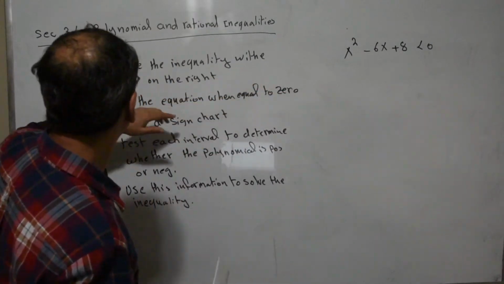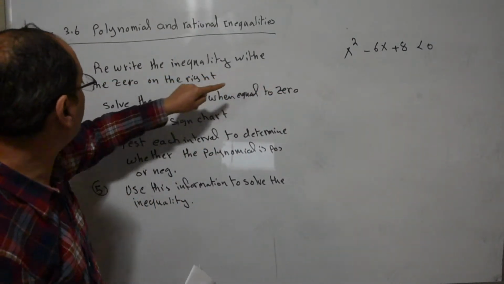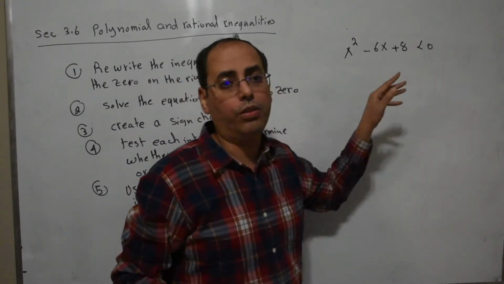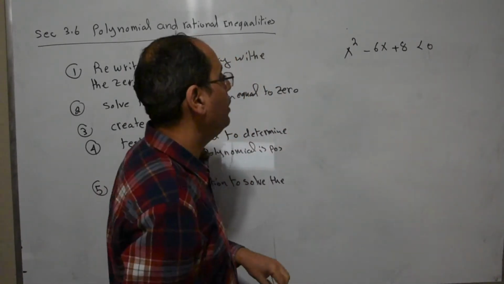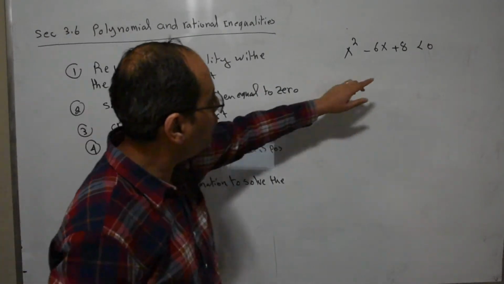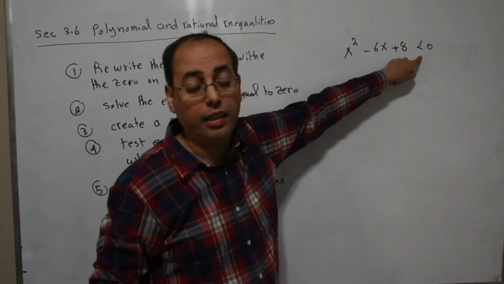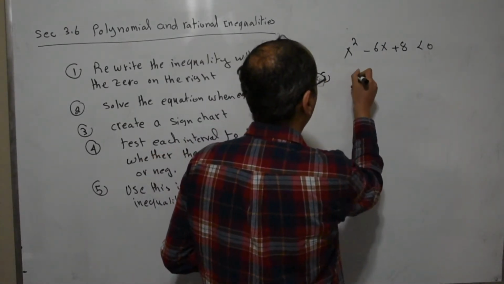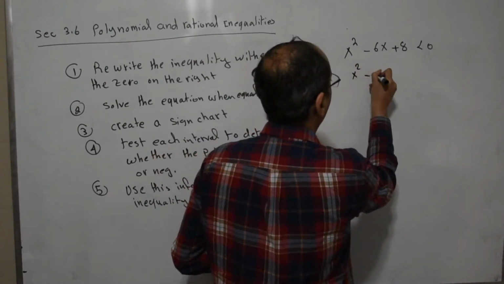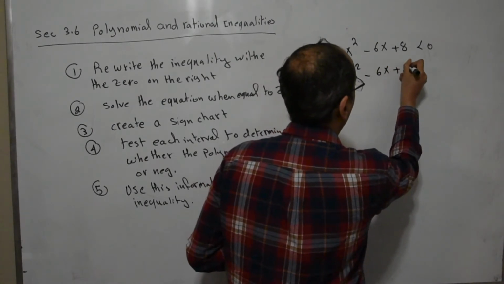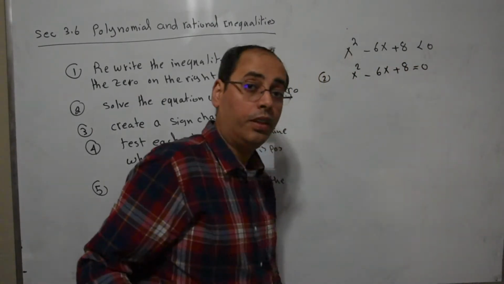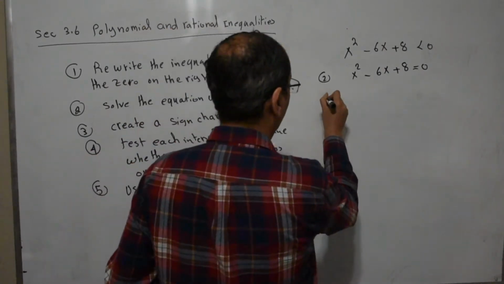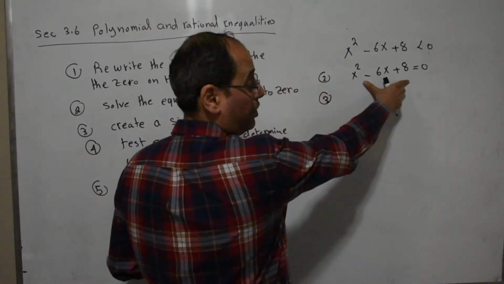So the first step is to rewrite the inequality with the 0 on the right. Already the 0 is on the right, so I'll skip step 1. Step 2, we exchange the sign less than to equal. So for step 2 here, I'll make this x squared minus 6x plus 8 equals 0. Clear so far? The next step is to find the zeros. So we need to solve this equation.